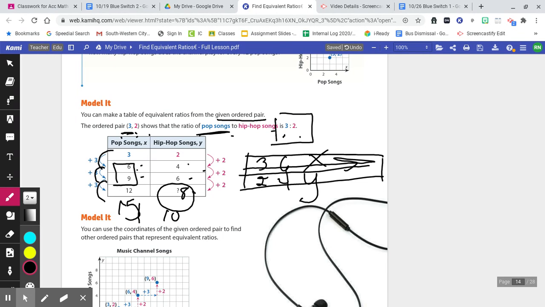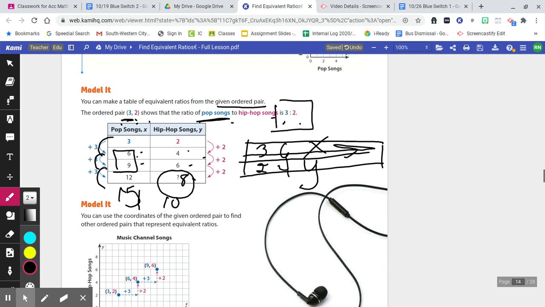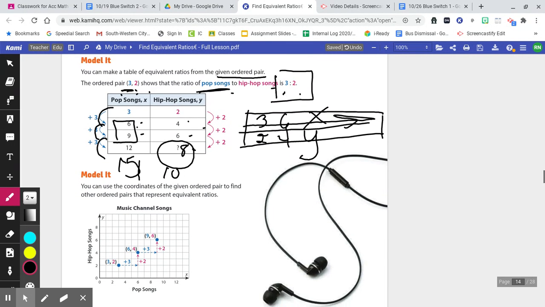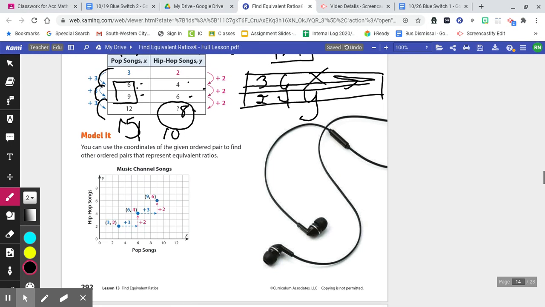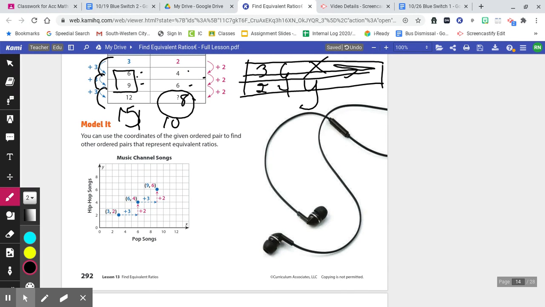So be looking at the relationships in your table, whether you're adding, subtracting, multiplying, or dividing, to find an equivalent ratio. Now notice, we've got the coordinates: over 3, up 2, over 6, up 4. And notice the red is my hip hop and the blue is my pop songs. Pop songs are here. It's my x coordinate.